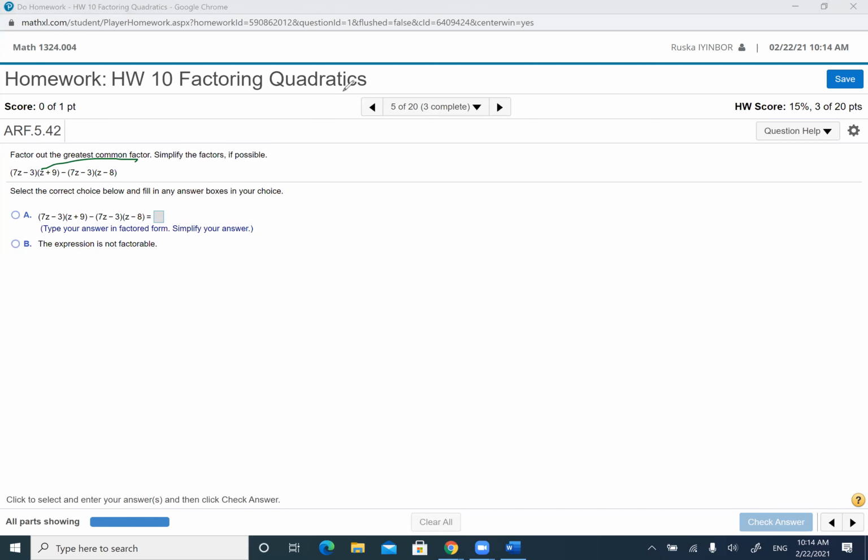So looking at these two terms we have two terms, right? Because you have all this minus all this, right? There are two terms. Now, we don't have to multiply. We don't have to do the parentheses. It says factor out. So looking at each term individually, what they have in common. See, we have 7z minus 3, and the other one have 7z minus 3. So that's going to be my common factor. 7z minus 3 is the common factor.